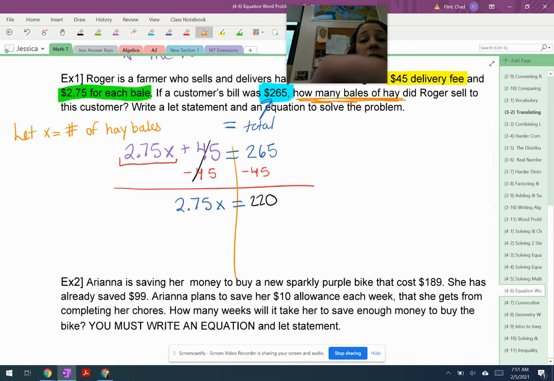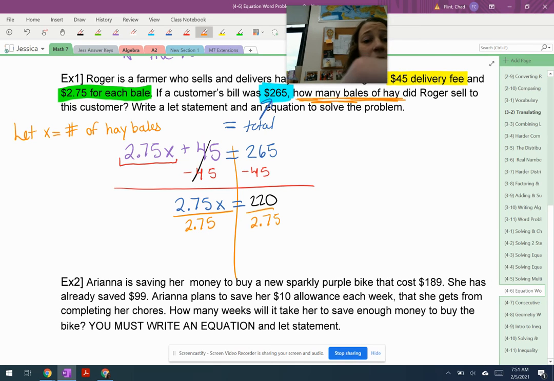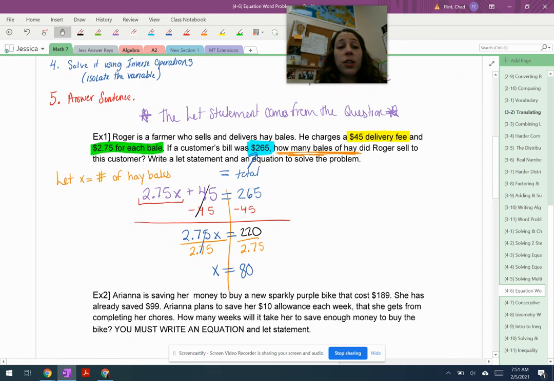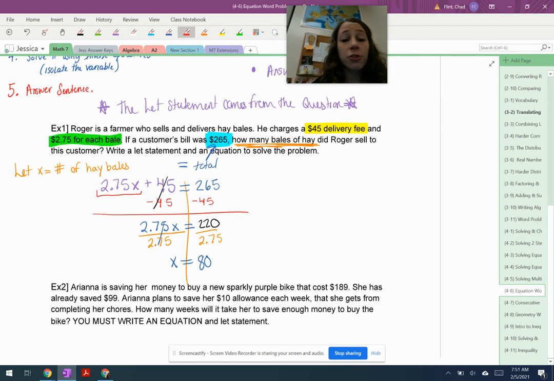That 2.75 is being multiplied by X, so the inverse of multiplication is division. And in my calculator, 220 divided by 2.75 ends up with X equals 80. So again, we're not quite done. You're still going to lose a point if you just leave it there. You've got to give me an answer sentence because X doesn't just equal 80, because 80 represents something. The question was asking me how many bales of hay Roger sold.